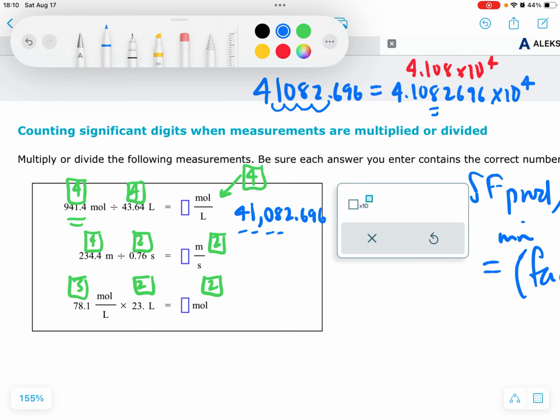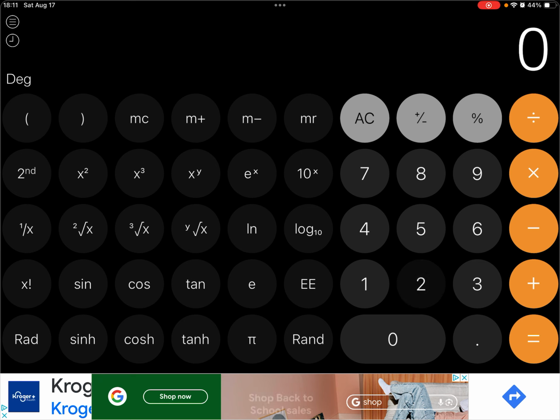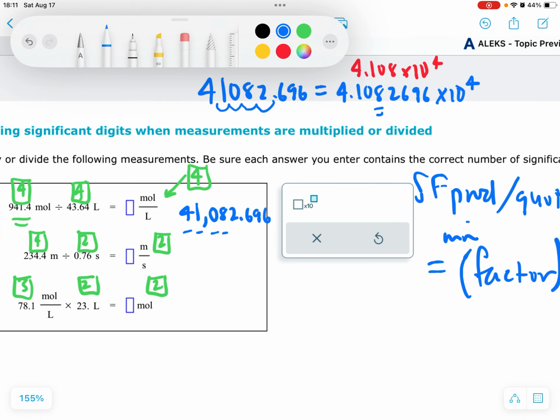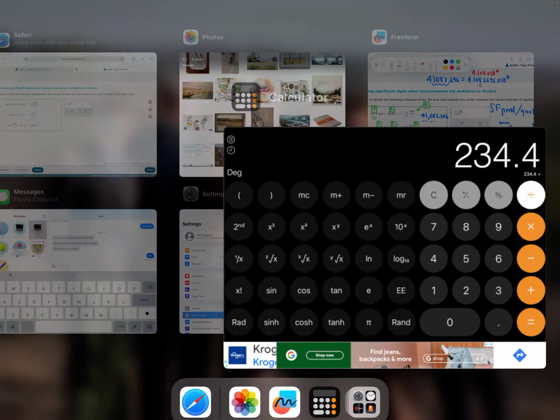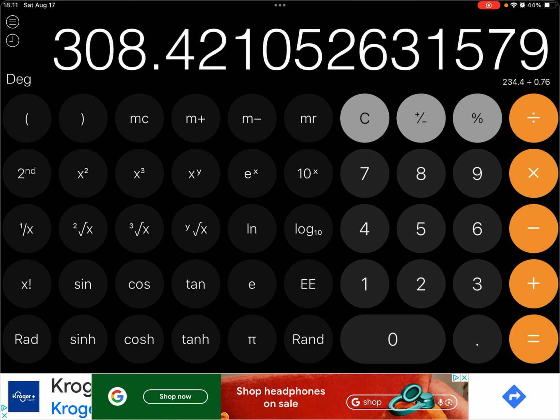All right, so it's going to be 234.4, clear, 234.4 divided by 0.76 equals 308.421 and so on. 308.421.